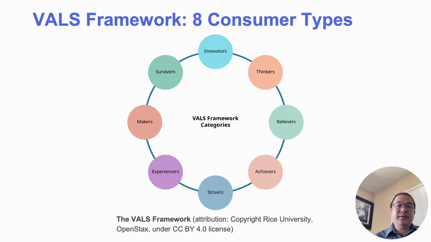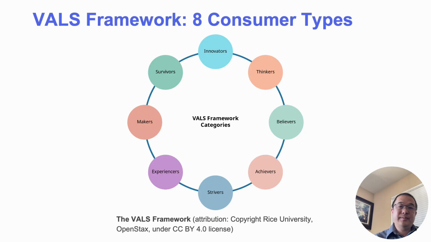Number 4, achievers. The characteristics include career-oriented, goal-focused, successful, and they like status. The buying behavior is they purchase products that show success. Examples include luxury watches and premium cars.